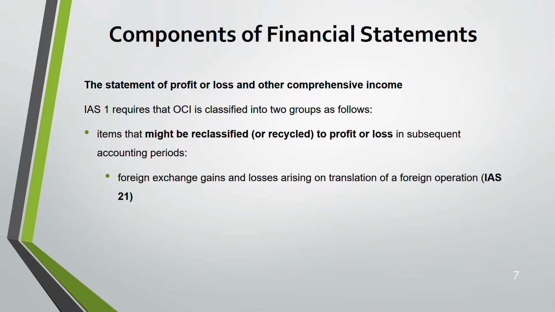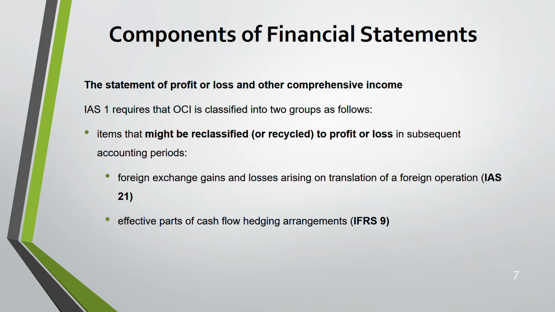Whatever foreign exchange gains and losses are there due to translation go to OCI. But this can go to profit and loss in a later year. How? When you sell the foreign subsidiary off entirely, whatever profit is in OCI goes to profit and loss, according to IAS 21.